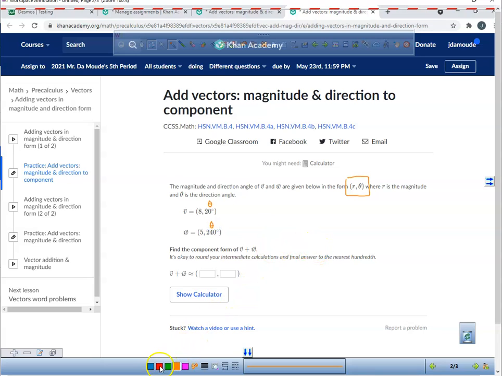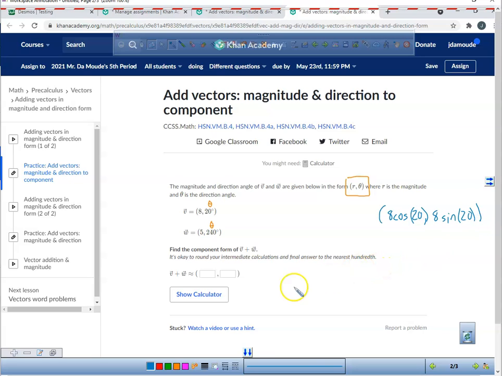All right, we're going to do the same thing we just did. You guys ready? For vector v, I'm going to put 8 cosine 20, 8 sine 20.